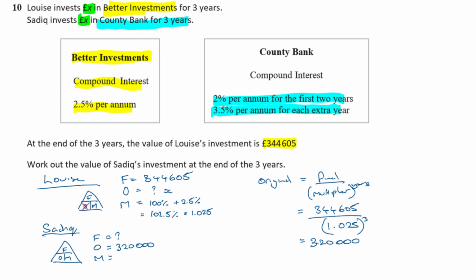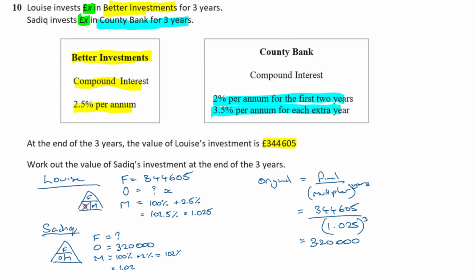Now this time the compound interest is 2% per annum for the first 2 years, and then 3.5% per annum for each extra year. Oh no, this is going to be a pain. So we're going to have to do it twice, aren't we? Oh, really, examiner. Okay, so let's do 2% first. So 100% plus 2% is 102%, which is 1.02 as a multiplier.